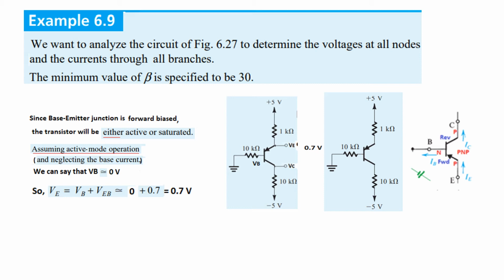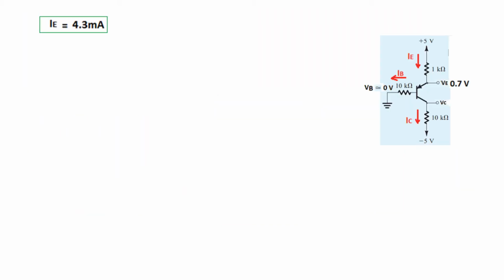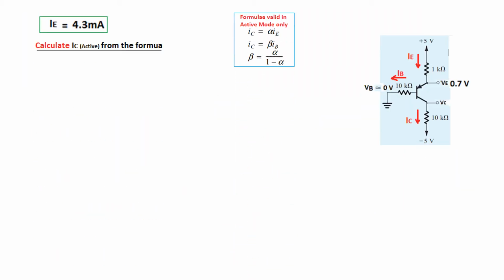Okay, so now that we have this VE, we can calculate the current IE. For that, we have just drawn the various currents IE, IC, IB here, and IE you can see is 5 minus 0.7 divided by 1K. So this is IE, 4.3 milliampere. So IE is found, now we have to find the current IC.